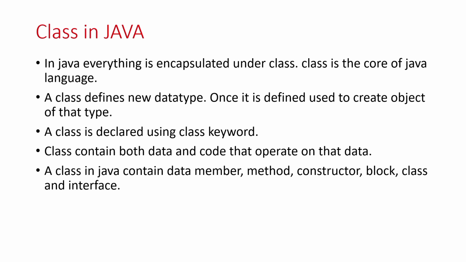Class defines a new data type. Once it is defined, it is used to create an object of that type. It means once we declare the class, then we can create any number of objects of that class. A class is declared by using the class keyword. A class contains both the data and the code that operates on that data. In Java, a class contains the data member, method, constructor, block, class and interface.